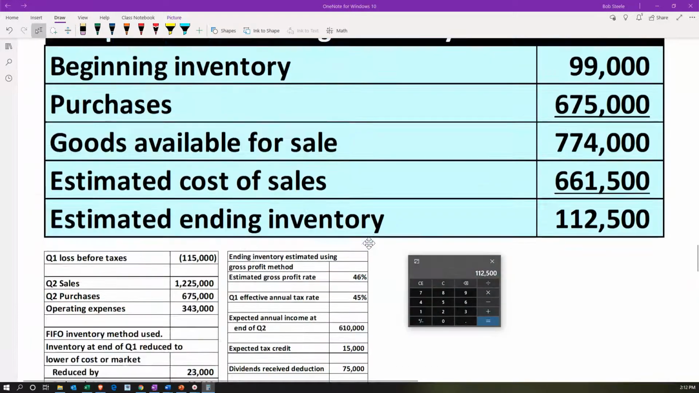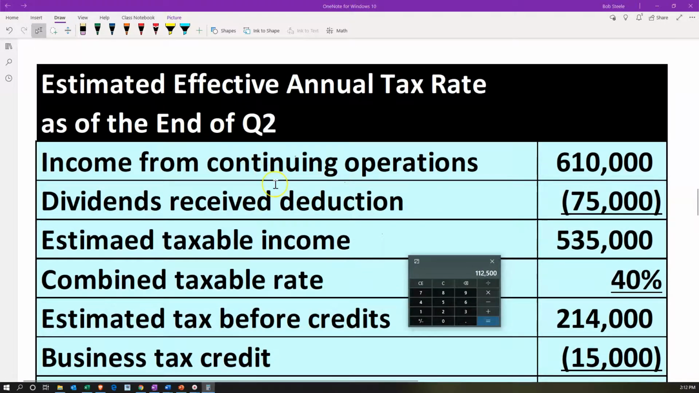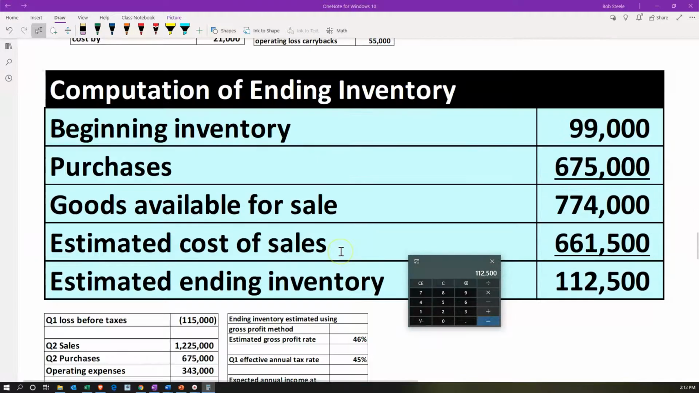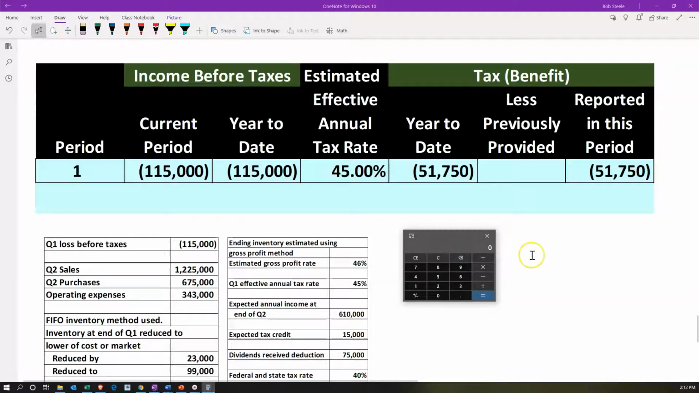I'm going to scroll up just to look at it. We did a calculation like this one in Q1 and came up with a different percent, that being 45% last time. So I'm going to go down and say, all right, that's the best estimate we had at the end of Q1 for the estimated annual tax rate.